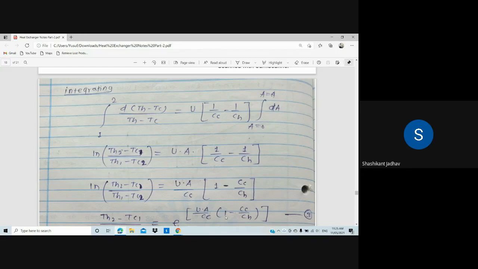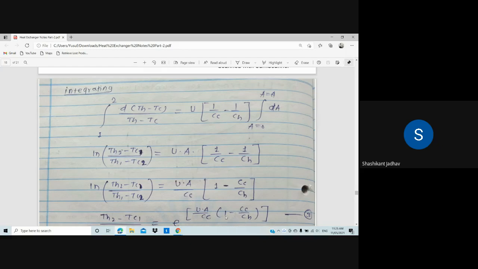ln of Th2 minus Tc1 divided by Th1 minus Tc2 is equal to U into A into bracket 1 upon Cc minus 1 upon Ch. Then from the right hand side, we have to take 1 upon Cc as common. So what is the remaining term in the bracket? That is 1 minus Cc upon Ch.